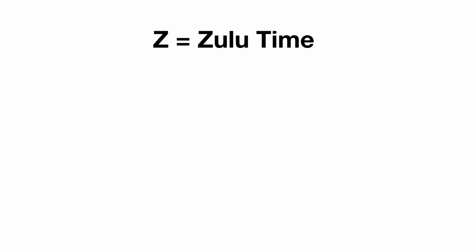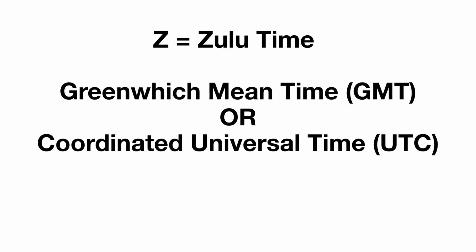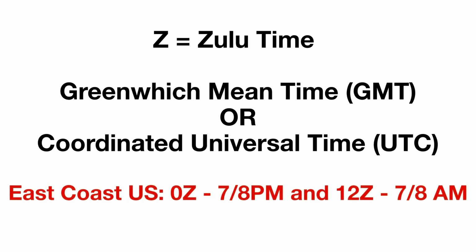Now, what on earth is Zulu Time? For those who are unfamiliar, Zulu Time is also recognized as Greenwich Mean Time or Coordinated Universal Time. So if you're on the East Coast of the United States, 0Z will be at 7 or 8 p.m., depending on what side of daylight savings time you are, whereas 12Z is at 7 or 8 a.m.